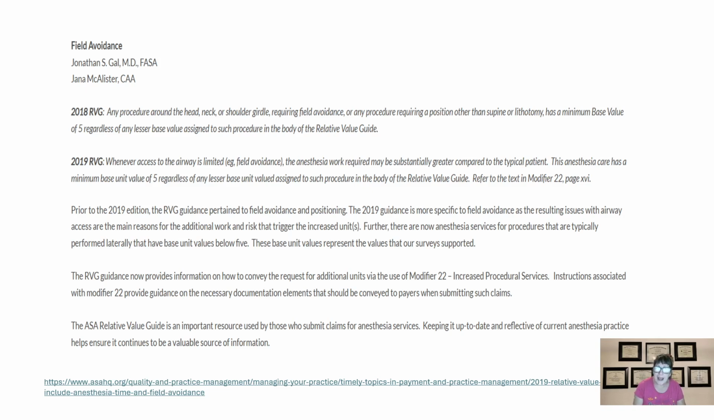And having been in anesthesia as long as I have, I remember when insurances didn't even know what the relative value guide was. They're a lot wiser now, and I think that they tend to lean toward listening to what the ASA has to say, and the ASA says this is a service that we need extra value for, and explains how it works. I'll give you these links later.